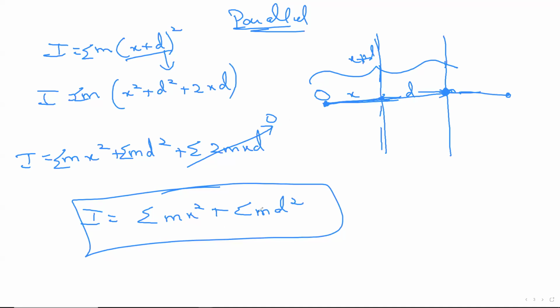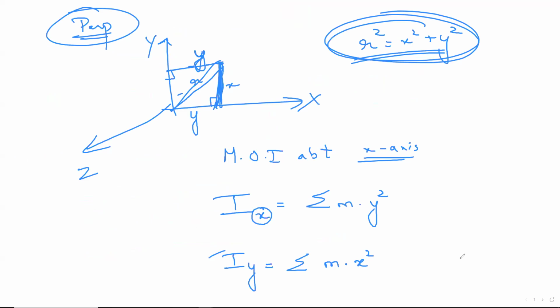Both the things have the square. Keep it as it is. Can we simplify this? Need not simplify. That's all. Both of them combined together, 5 marks. Nothing else apart from this will be asked in rotational motion.